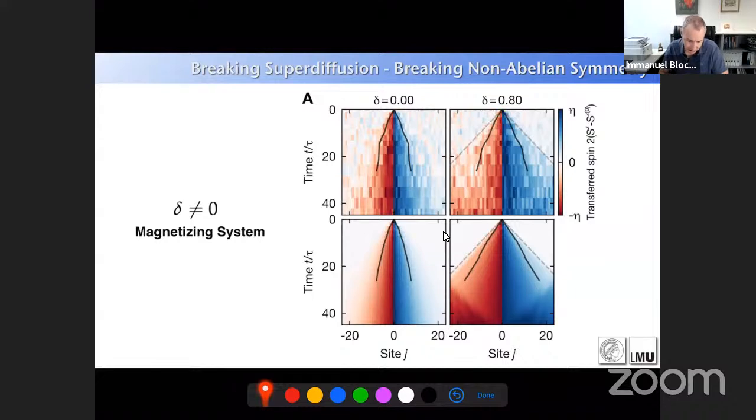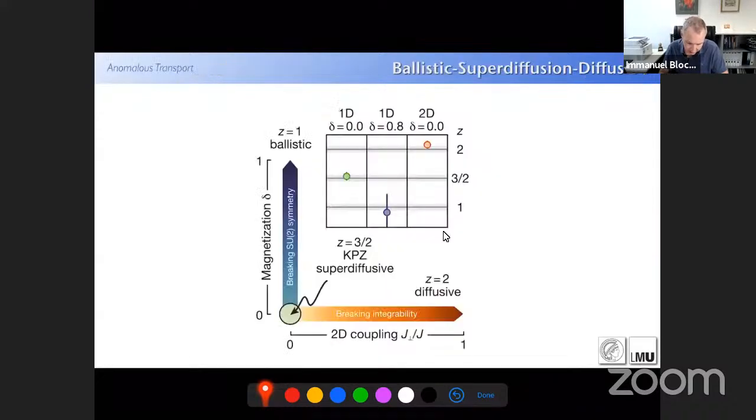We can again measure the transport coefficient, and it turns out to be 1 in the case of this magnetized system. So let me recap. 1D unmagnetized: dynamical exponent of 3/2. 1D magnetized: ballistic transport, Z = 1. 2D unmagnetized system: diffusive transport with a dynamical exponent of 2. So we have to be at this special point to see that.